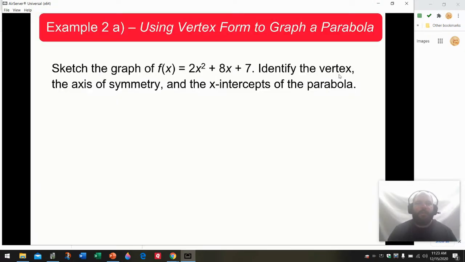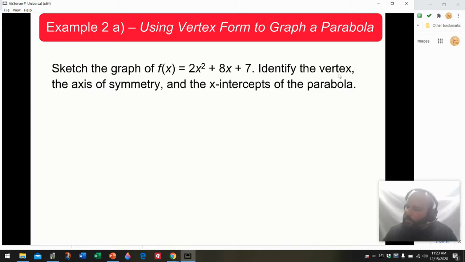Okay, so moving on to example 2, they want you to sketch the graph of 2x squared plus 8x plus 7. We need to identify the vertex, the axis of symmetry, and the x-intercepts of the parabola. So we are actually going to do those things first before we sketch the graph. The sketching of the graph is actually the last thing that we do once we gather all this other information up.